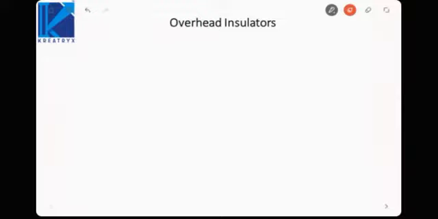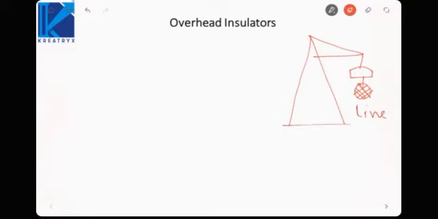And how they are placed is, suppose this is a tower. This is the cross arm of the tower. There will be an insulator, then there will be the line, so that current cannot flow from this line to the ground, because this tower will be grounded. So these are called overhead line insulators or overhead insulators. This is called the cross arm.